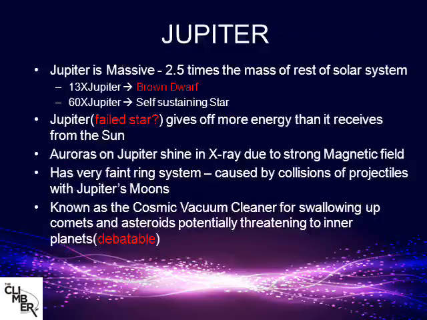Next, we come to Jupiter, the godfather of the planets. Jupiter is big. So big that it is 2.5 times all the other planets, asteroids, and comets in the solar system combined. In fact, if it were only 13 times bigger, there would be deuterium burning in its core, and it could be called a brown dwarf. If it was 60 times bigger, Jupiter would be a full-fledged self-sustaining star.